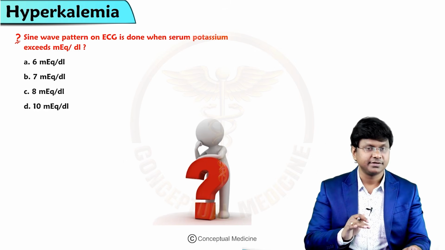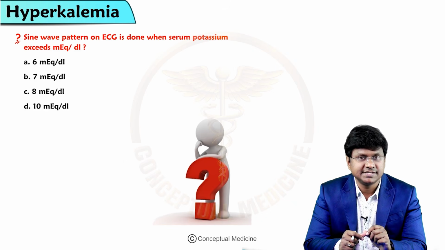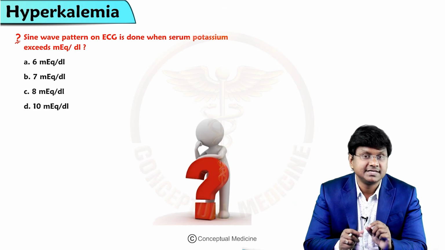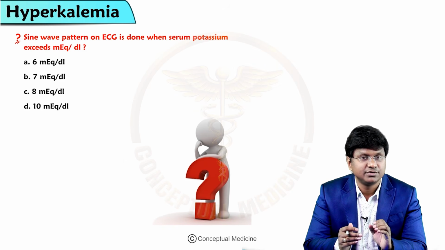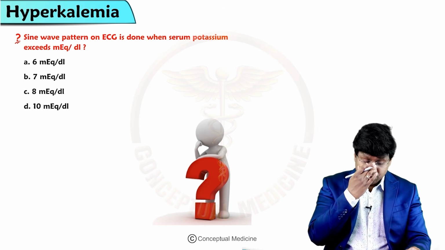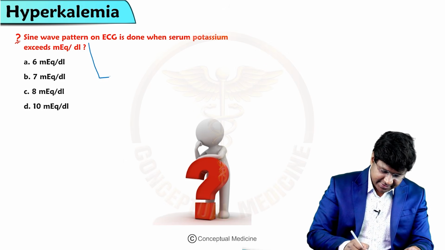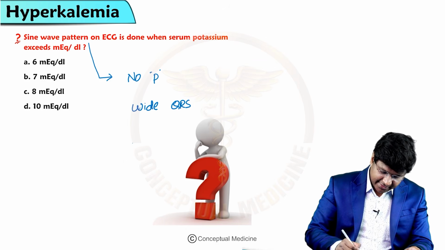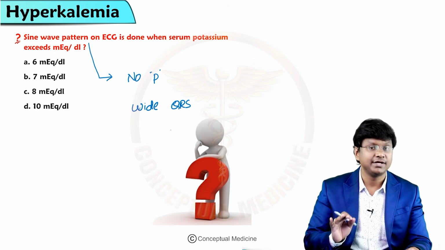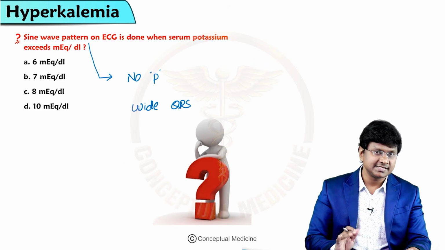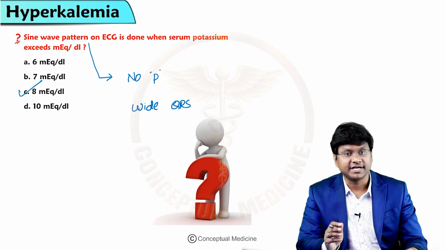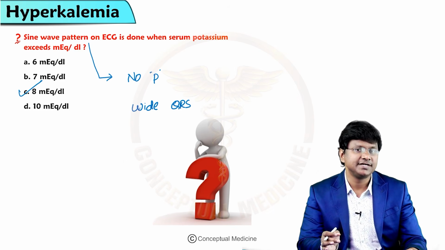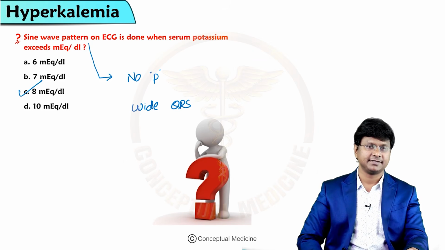Then the next important question is, sine wave pattern on ECG is seen when the serum potassium exceeds more than 6 milliequivalents per liter, more than 7, more than 8, more than 10 milliequivalents per liter. So what do you mean by sine wave pattern? Sine wave pattern means there is no P wave, and there will be a wide QRS complex. You will have this sine wave pattern when the serum potassium levels are more than 8 milliequivalents per liter. Okay.